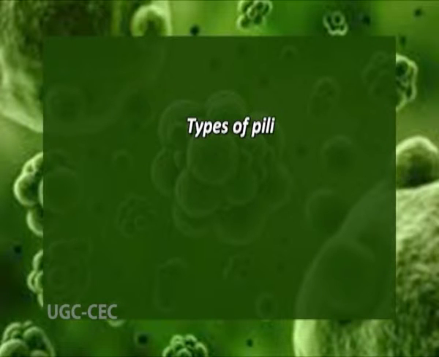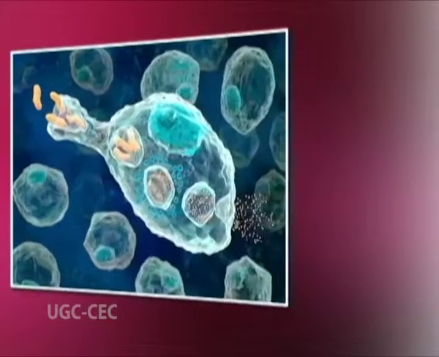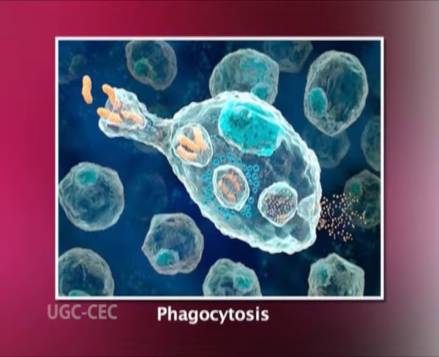There are two types of pili, namely non-sex pili, that is common pili, and the sex pili. The fimbriae are antigenic and mediate adhesion, which inhibits phagocytosis. The sex pili help in conjugation.